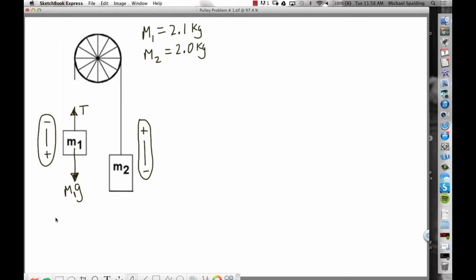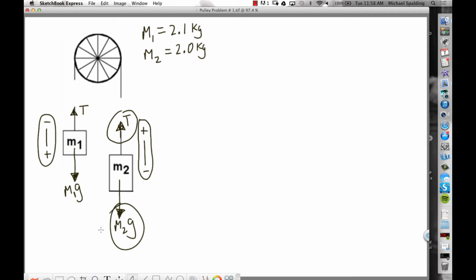Okay? Now, let's go to M2. What are the forces acting on M2? Well, we have gravity pulling down. We'll label that M2g. And we have tension pulling up. Now just think about M2. Which way is M2 accelerating? M2 is going to accelerate upward. Why does M2 accelerate upward? Because tension is slightly bigger than M2g.